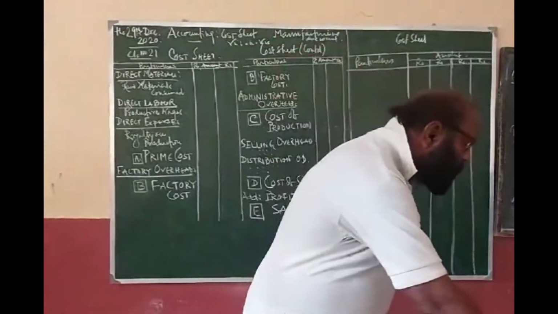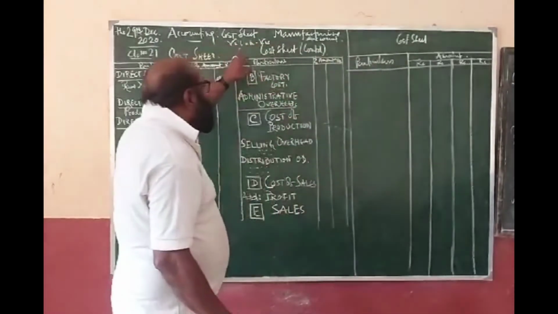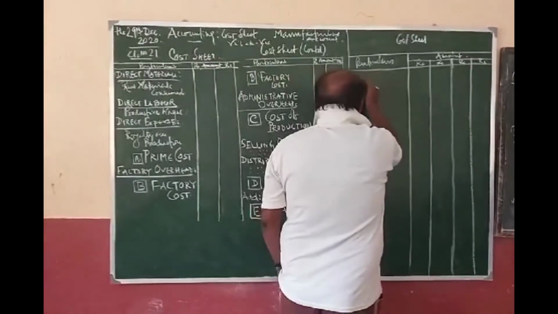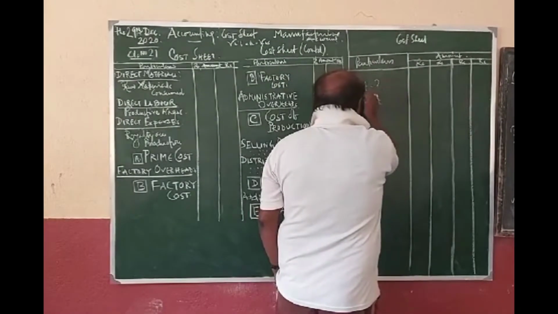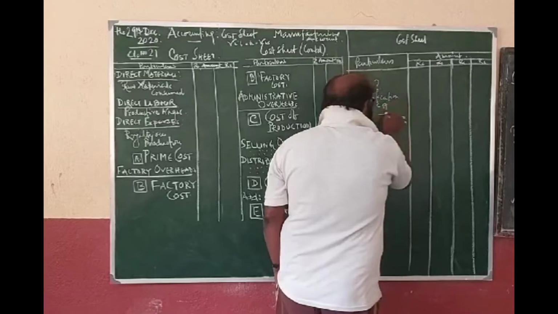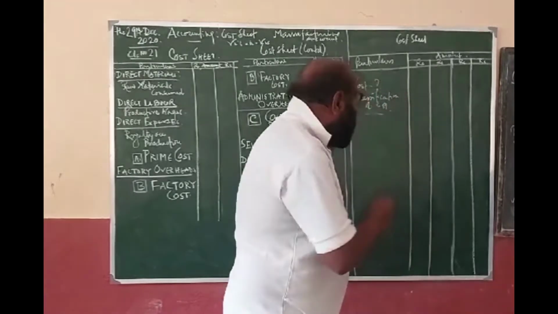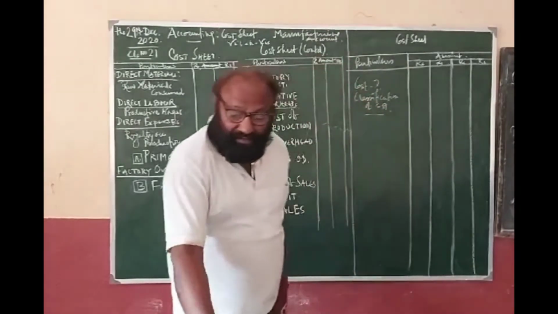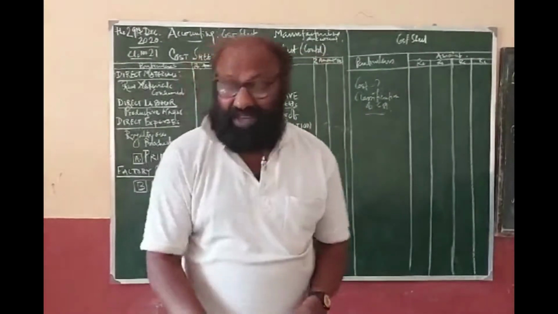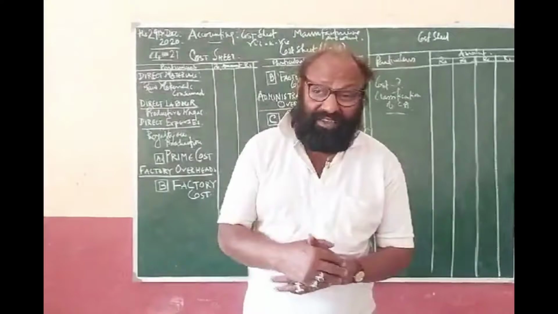Now the topic today is cost sheet. Yesterday I did 2 topics. I completed the meaning of cost and then the classification of cost. These 2 parts I have completed. Right now I am making a short presentation of what has already been told yesterday.